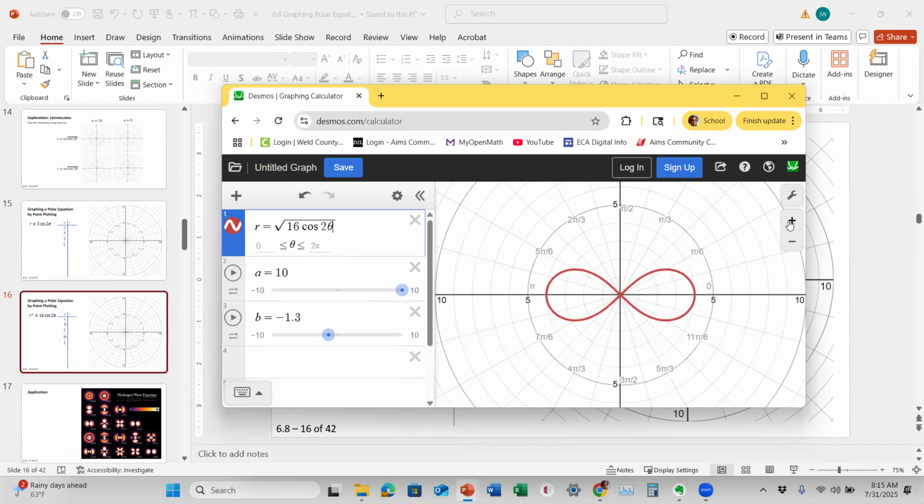Okay, so that's a good example of a lemniscate there. Let's see what that looks like. And for sine, it just looks rotated a little bit.